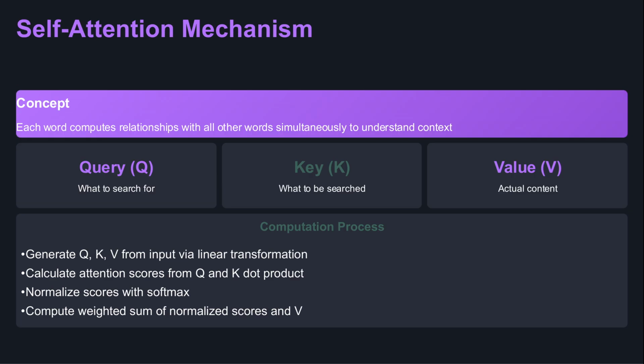Self-attention is the mechanism that lets each word consider every other word to build context. Inputs are projected into queries, keys, and values, where queries ask what to look for, keys represent what can be matched, and values carry the content. Attention scores come from dot products between queries and keys and are normalized with softmax. The final output is a weighted sum of the values using those normalized scores.